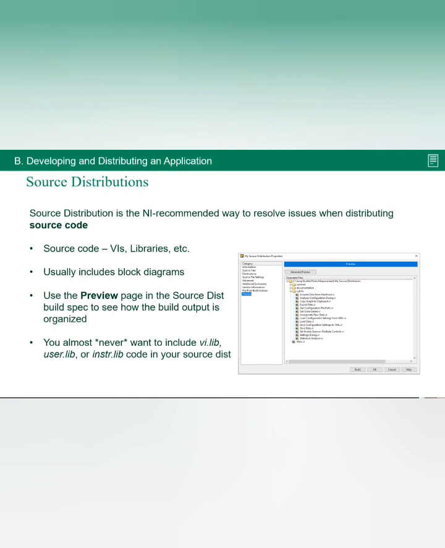And that's a build option. That's an option in the source dist to say whether or not you want to include those files. By default, it's turned off. It's very rare that you would want to turn that on. So keep that in mind.